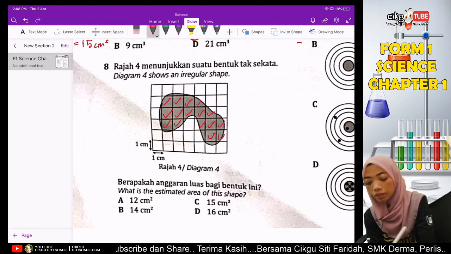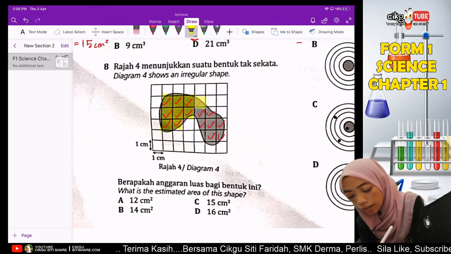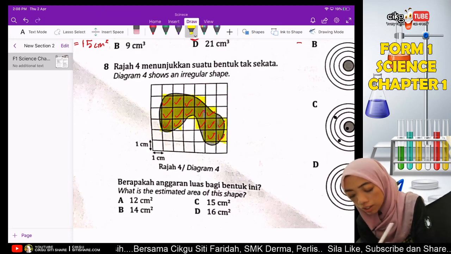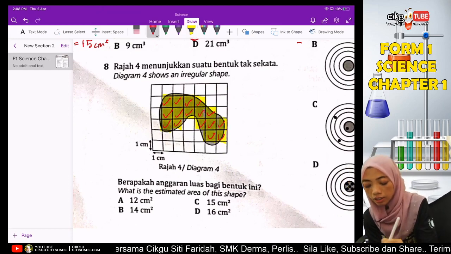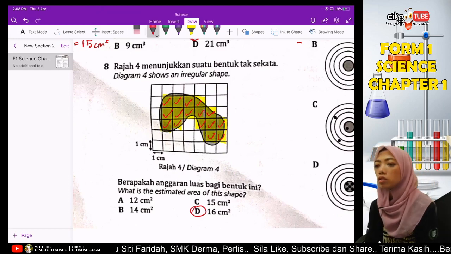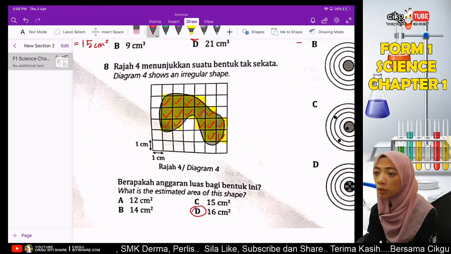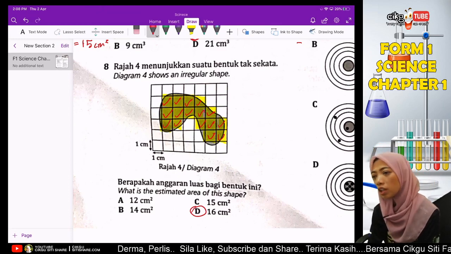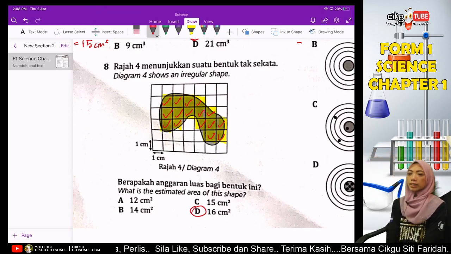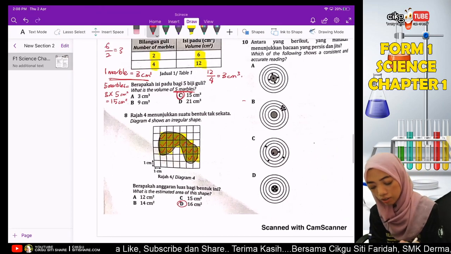So let's count. 1, 2, 3, 4, 5, 6, 7, 8, 9, 10, 11, 12, 13, 14, 15, 16. So the answer is 16 cm. Not cubic. Cubic is isi padu. For this one, I don't know. What is this? Square. Maybe square.